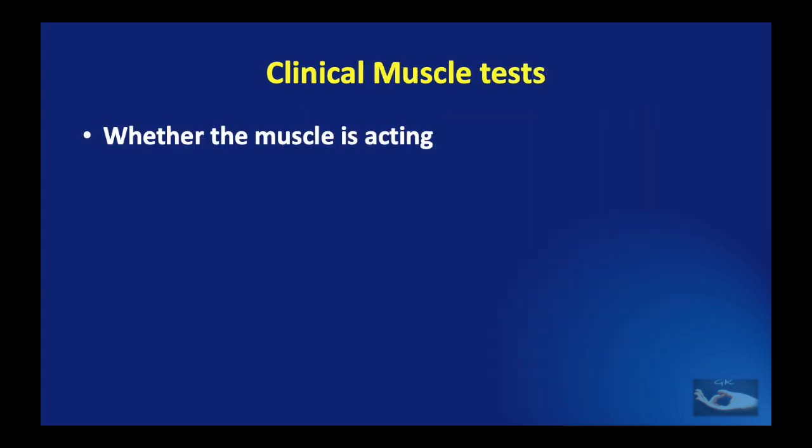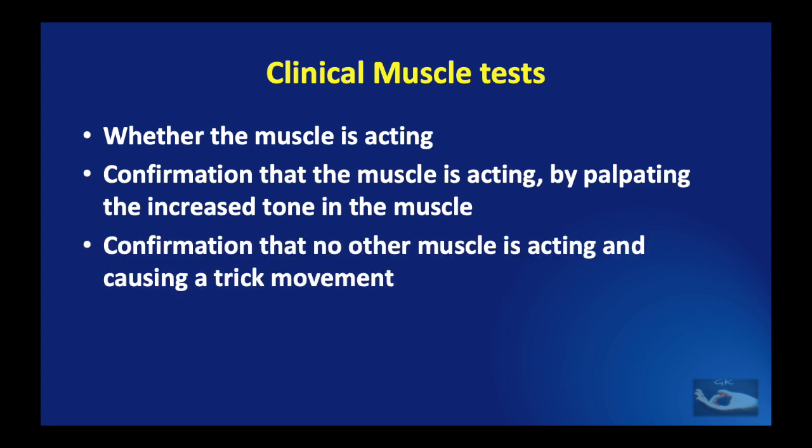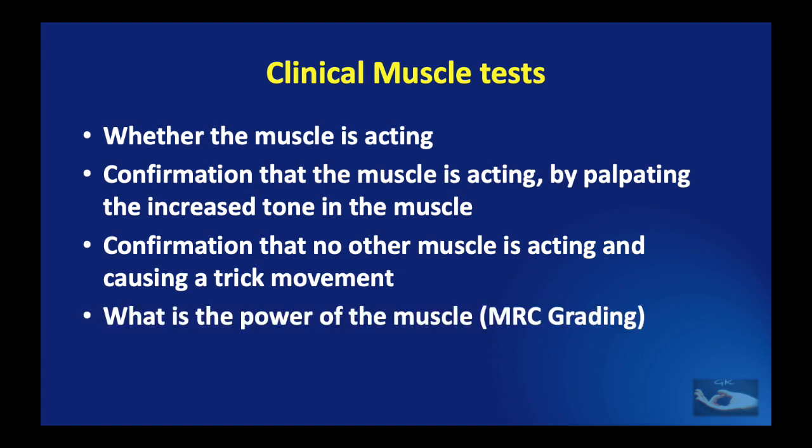Next, we need to individually test each and every muscle innervated by the median nerve. In doing these tests, we need to assess whether the muscle is acting, and at the same time we need to confirm that the muscle is acting by palpating the increased tone in the tested muscle, and at the same time confirm that no other muscle is acting and causing a trick movement, and what is the power of the tested muscle under the MRC grading.